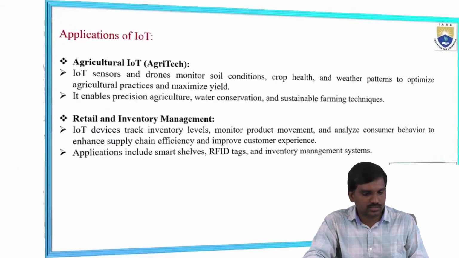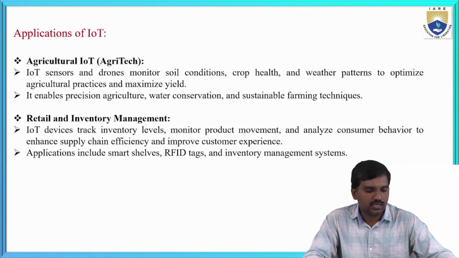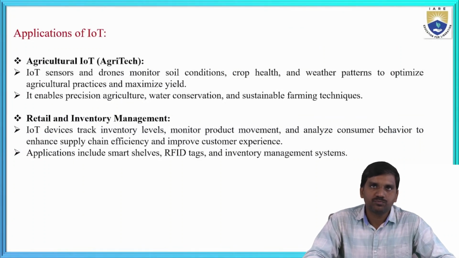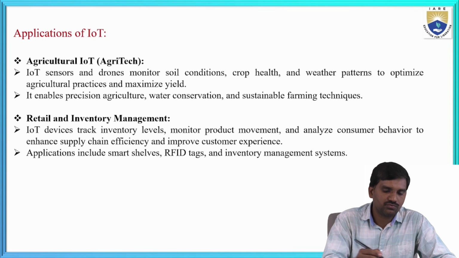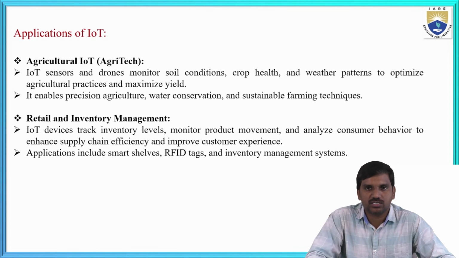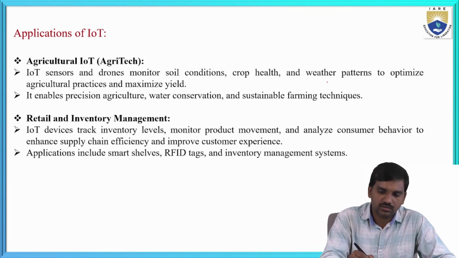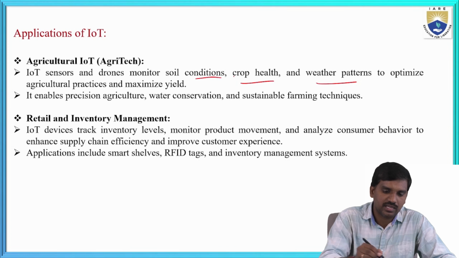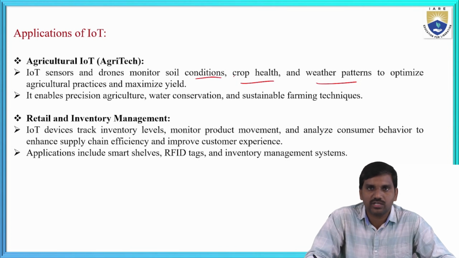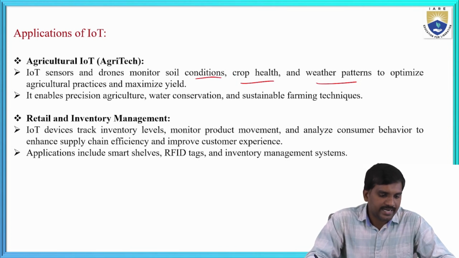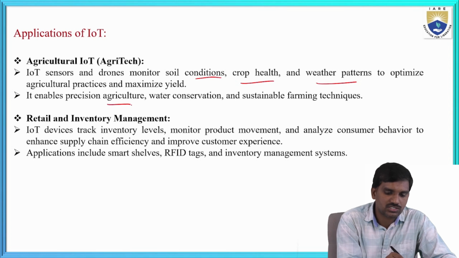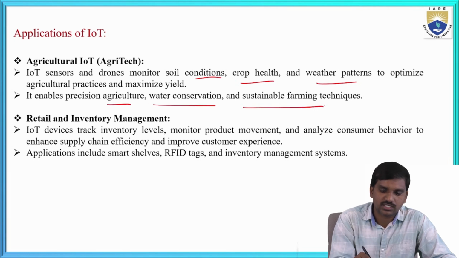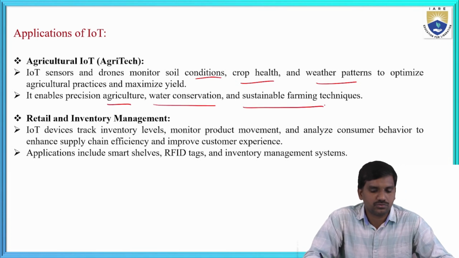So the next, agriculture IoT, and retail and inventory management. In agriculture IoT, we have smart irrigation systems, drone systems, weather patterns, crop health, soil health conditions, like that. We have to measure the data. It enables precision agriculture, water conservation, and sustainable farming techniques, like that. We have to predict the values.